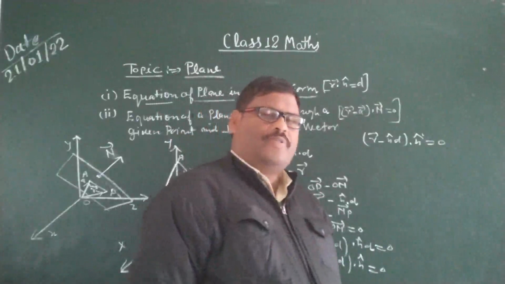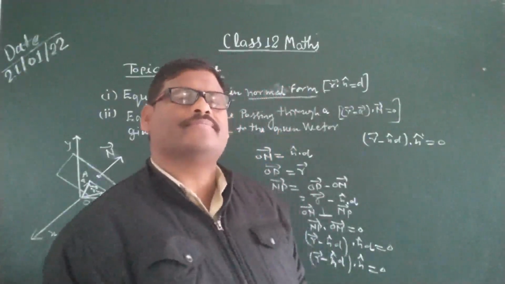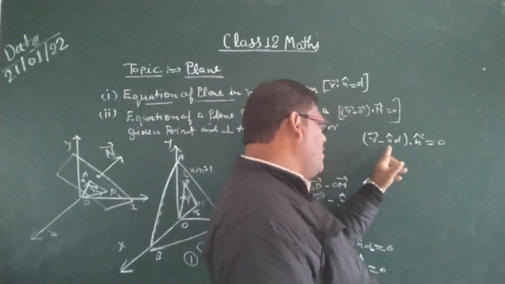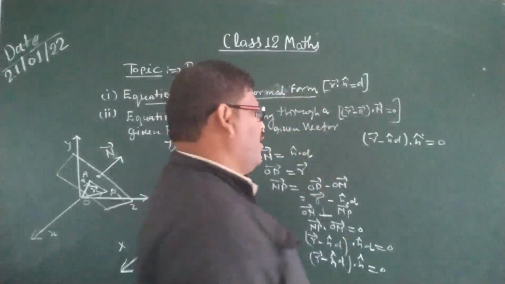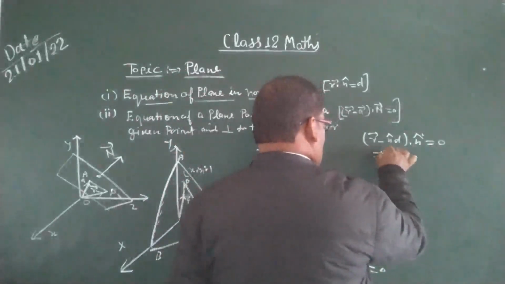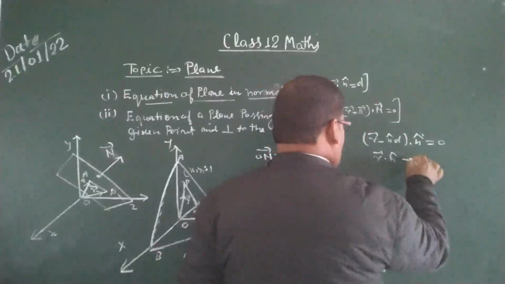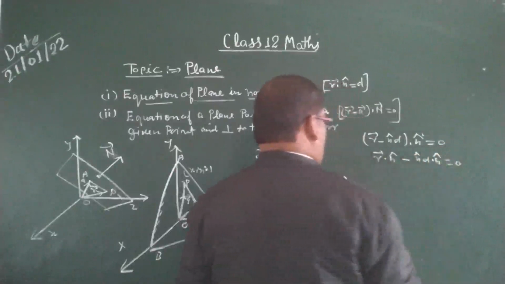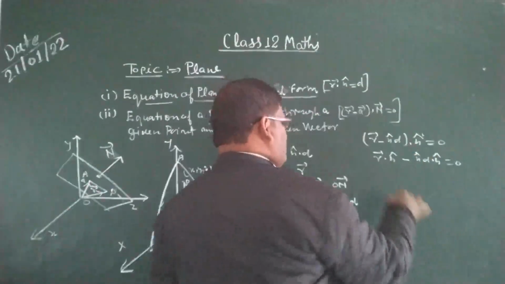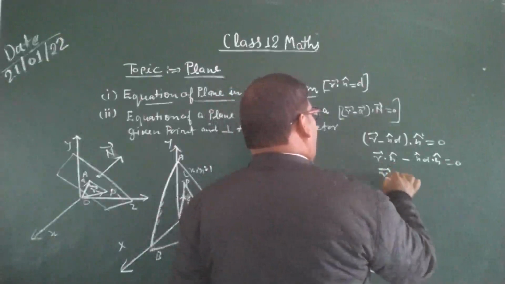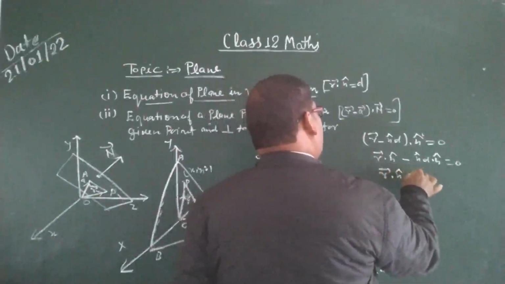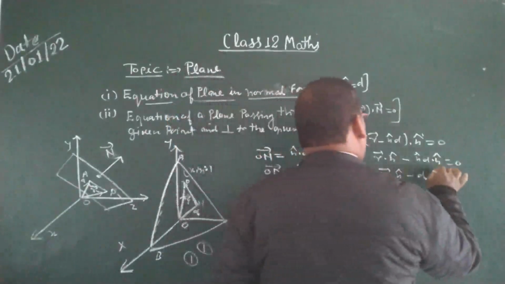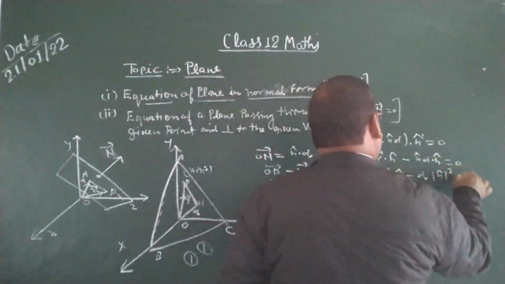The dot product is distributive with respect to addition and subtraction. Therefore we distribute n cap to the vector R and vector n cap D, that is vector r dot n cap minus n cap into d dot n cap is equal to 0. Now d is a scalar quantity. Therefore, you can write d into n cap square is equal to 0.